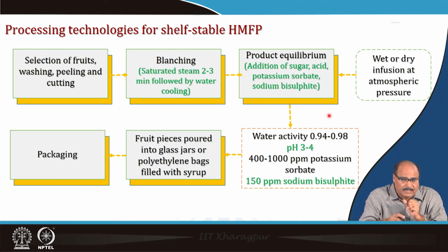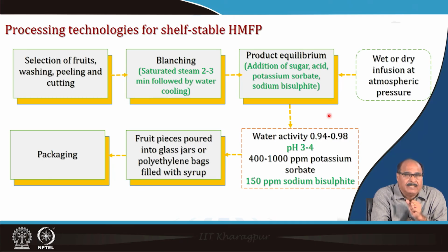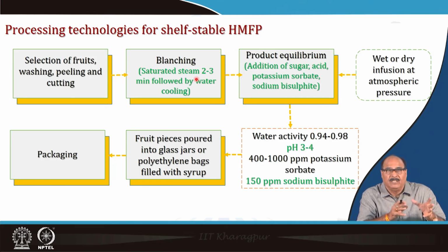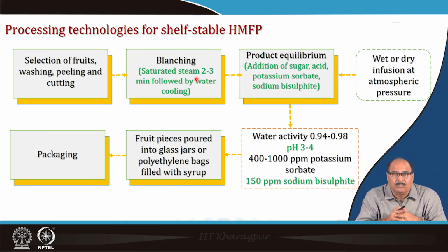So, here is the processing technology for some of the shelf stable high moisture fruit products. That is the selection of the fruit, washing, peeling and cutting. Then the blanching step, with saturated steam maybe for 2-3 minutes, followed by water cooling. So, after the fruit is peeled and cut into slices, it is blanched, and after blanching it is given product equilibrium. Then addition of sugar, acid, potassium sorbate, sodium bisulfite, etc., in the required quantity. And then wet or dry infusion is done at atmospheric pressure.